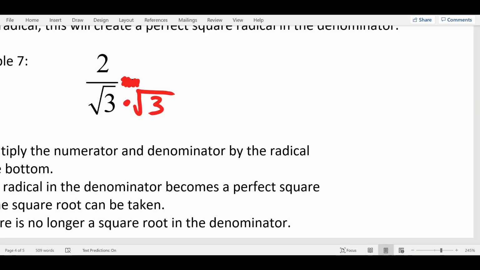Okay? Now here's the deal. If I do it on the bottom of the fraction, I'm going to have to also do it on the top of the fraction. Keeps it the same. So, boom.